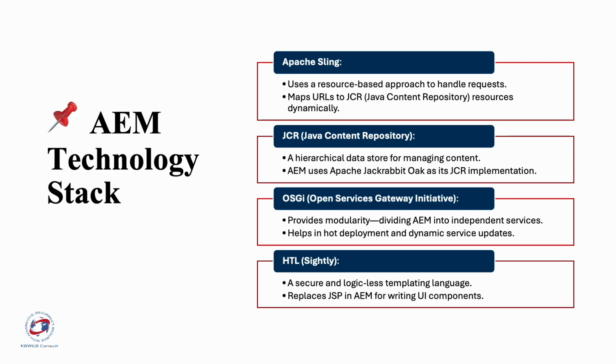So as I talked about in my previous video, AEM is built on Apache Sling, which dynamically maps URLs to the content. The JCR repository stores hierarchical content structures, while OSGi ensures modular service management. HTL simplifies front-end templating, ensuring security and separation of concerns.